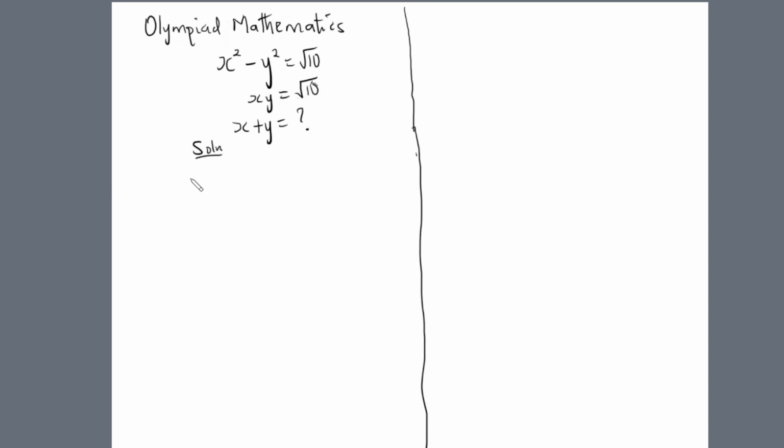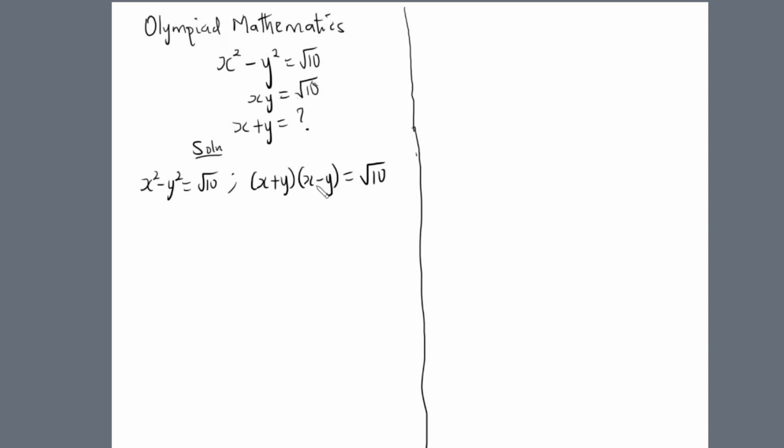Equation 1, x squared minus y squared. This is the difference of two squares. There is a difference, the minus, and then there are two squares. It's what we call difference of two squares. I'm just going to rewrite it, equals root 10. When we have something like this, we can write it as x plus y multiplying x minus y, and that equals the square root of 10.